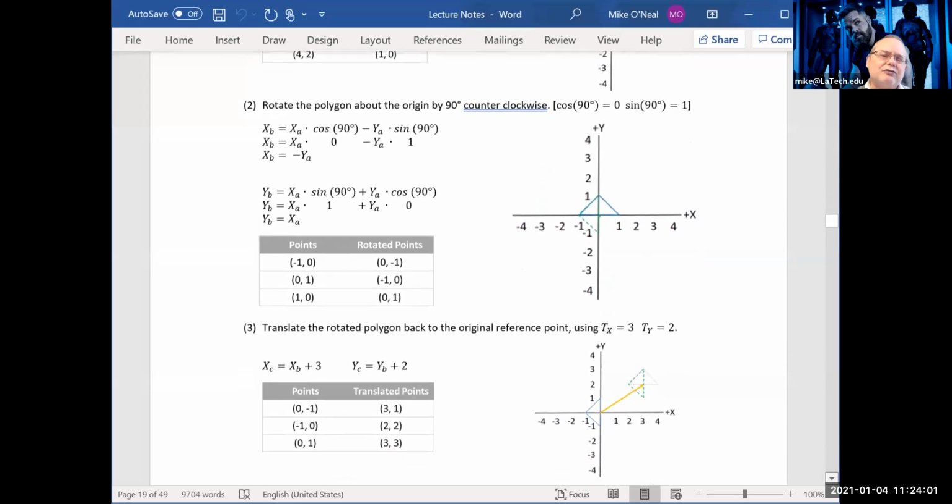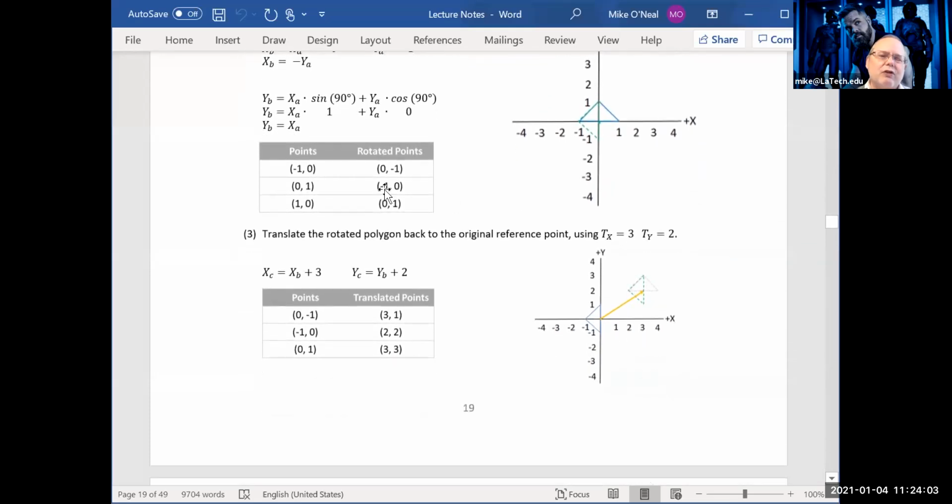And then the last thing you have to do is take those points that you rotated and plug them into the equations that will translate back to the original location. So the points you got out of the rotation, you plug them into these equations. So you take 0, you add 3 to it. You take minus 1, you add 2 to it. So 0, minus 1 becomes 3, 1. Minus 1, 0 becomes 2, 2. 0, 1 becomes 3, 3. And that's how you got your rotated in-place polygon.